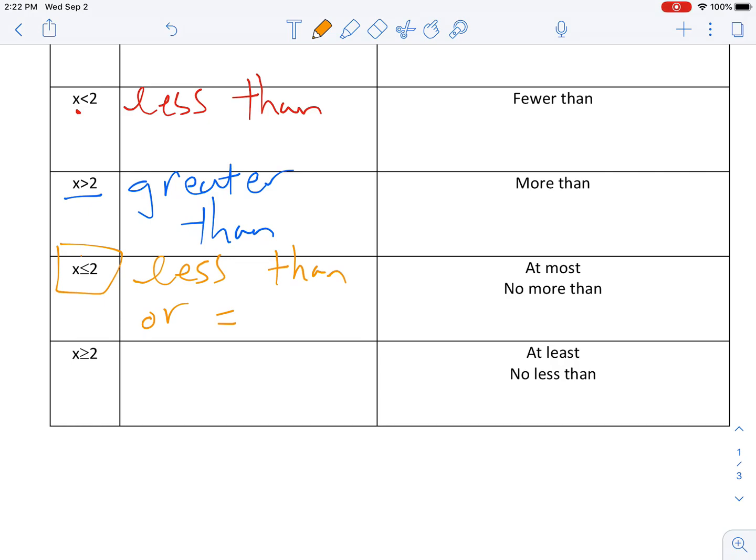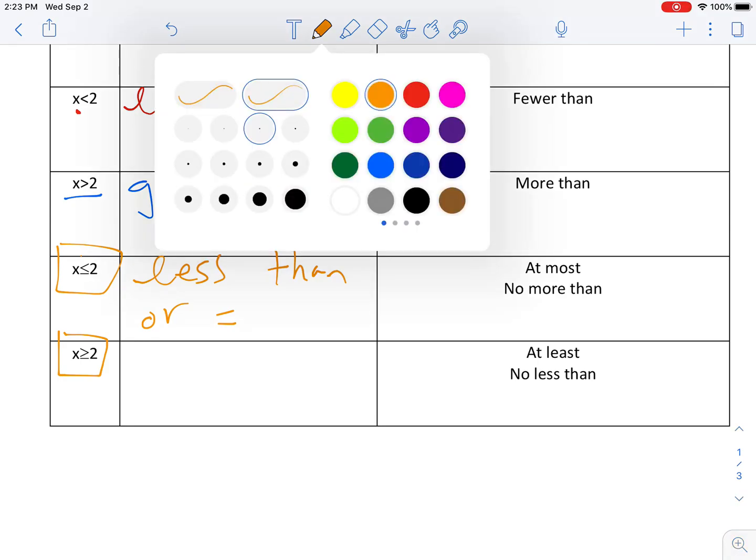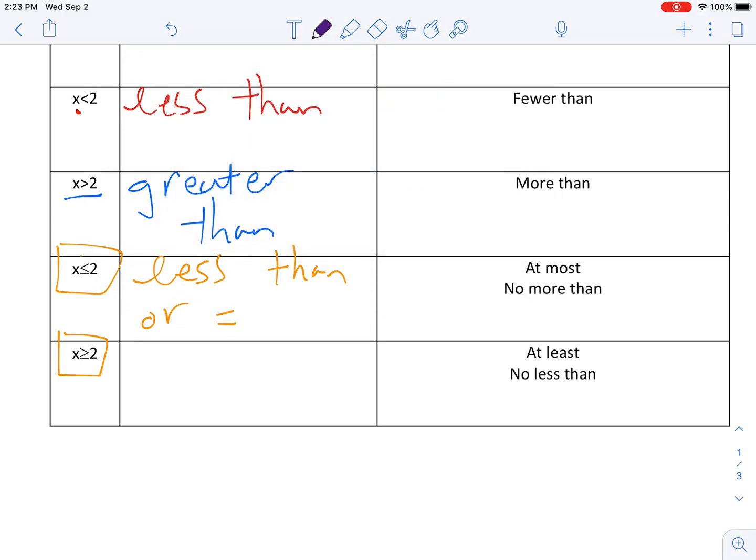The solution to this could be 1.999999 forever. The solution could be 2, it could be 0, it could be -5. Those are all less than or equal to 2. Anything above 2 is no good. And the same thing is true here. You have x is greater than or equal to 2. So greater than or equal to. And then your keywords or associated words here are at least and no less than. Again, it can be the value of 2, but in this case, it has to be 2 or anything bigger than 2, okay?